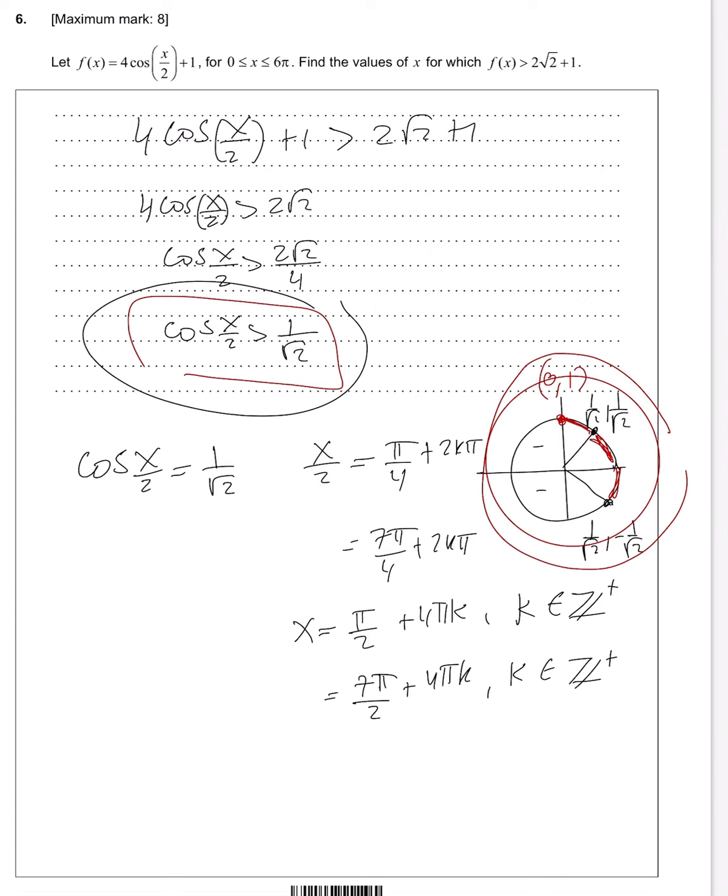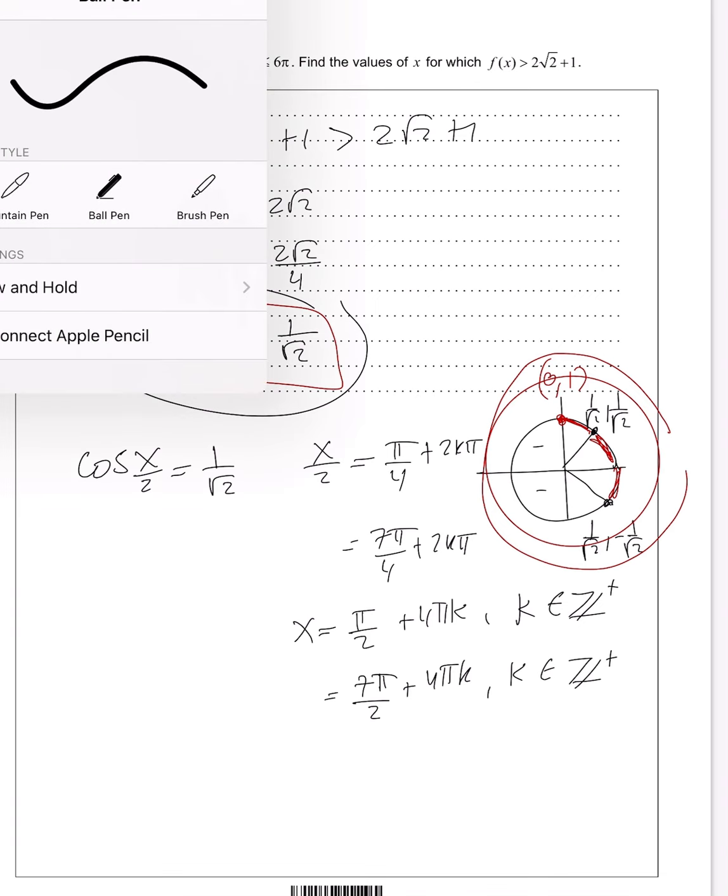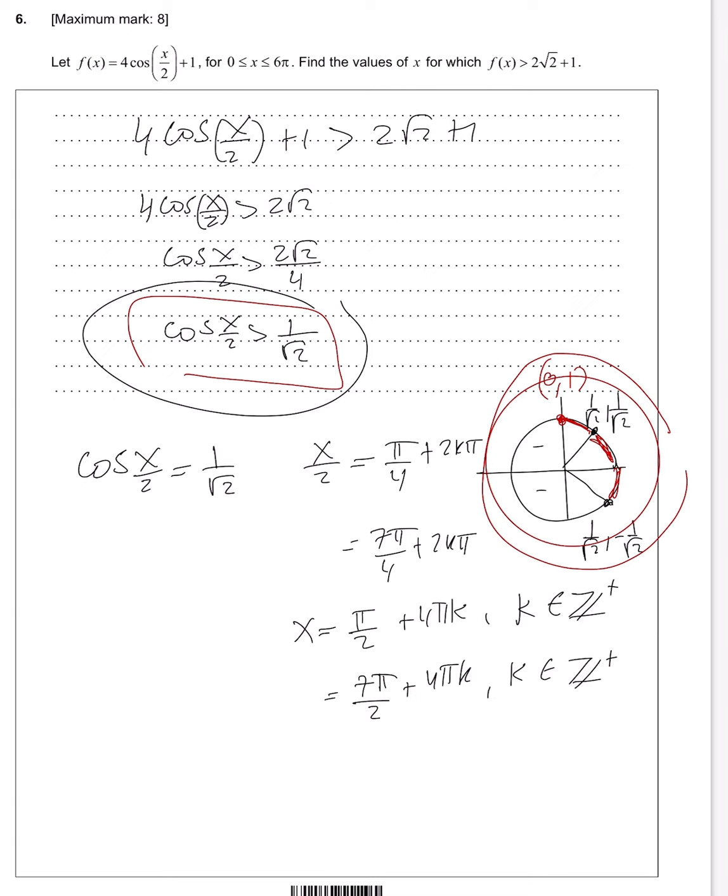6 pi is just 4 circles, and then I would stop at 3 full circles. But it's x over 2, which, if I was thinking about it graphically, what does that do to my period? Do we remember what the period of the cosine normally is?